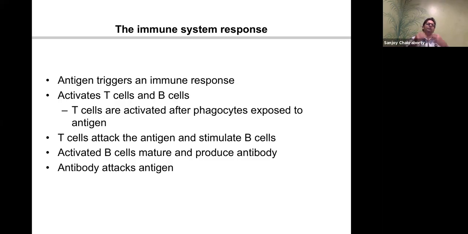Now, how do these two cells react differently? In short, if an antigen goes into the body and T cells recognize it, they attack the antigen and kill it most of the time. There are some issues where they cannot destroy those parts. What they do is ask the B cell to destroy that. And the B cell, when it matures, we call it a plasma cell. The mature B cell produces antibody.